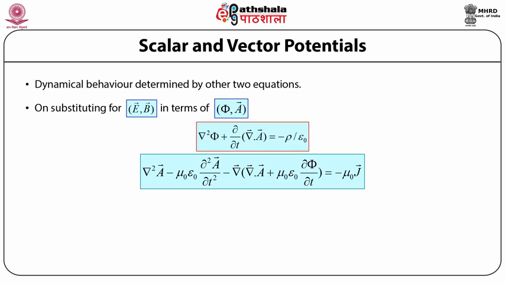And the last of the Maxwell's equations can be written as the Laplacian acting on the vector potential A minus mu naught times epsilon naught times the double partial derivative with respect to time of the vector potential A minus del operator acting on (divergence of the vector potential A plus mu naught times epsilon naught times partial time derivative of the scalar potential phi) is equal to minus of mu naught times the current density vector J.